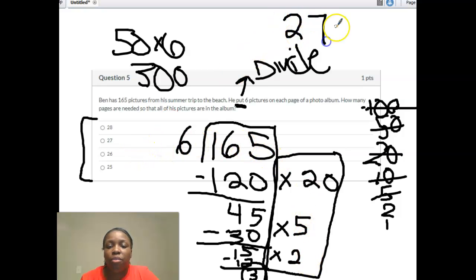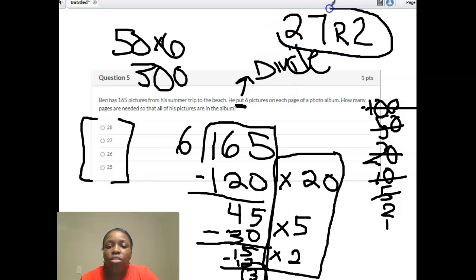Great. So I have 27 remainder 2. However, you do not see any of those type of answer choices, right? So when you look at this problem, 27 remainder 2, you're trying to interpret the remainder. What do I have to do with it? The question, so you have to read the question. So the question says, how many pages are needed so that all of his pictures are in the album?